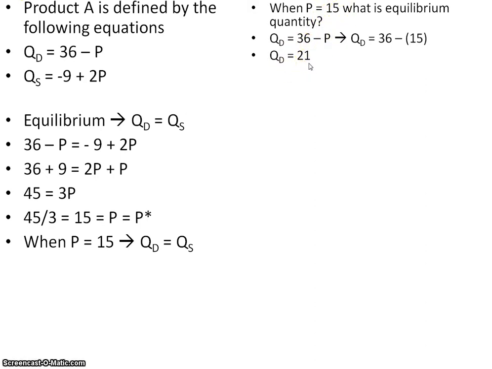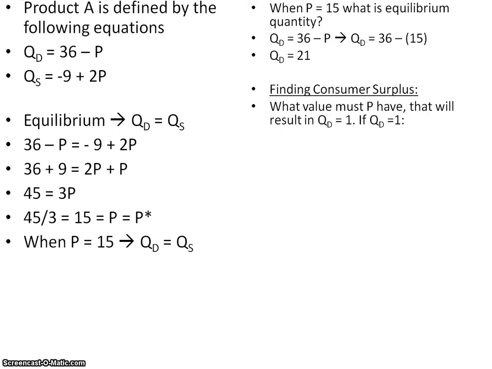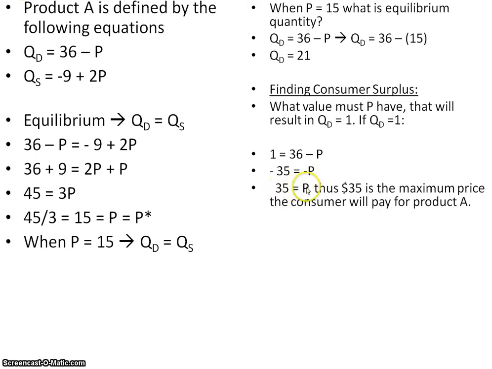So the values for our formula are almost complete. What we need to find out now is the maximum price. What value must P have that will result in quantity demanded being equal to 1? Well, we work it out. Remember, QD equals 36 minus P. So if QD is equal to 1, it's 1 equals 36 minus P. Carrying across the 36, it's 1 minus 36, which gives us minus 35, and we're left with minus P. We can simply multiply the entire equation by minus 1, which makes 35 positive and P positive, giving 35 equals P. So when price is equal to $35, the consumer will demand only 1 unit. We can infer that $35 is the maximum price that the consumer will pay for product A.